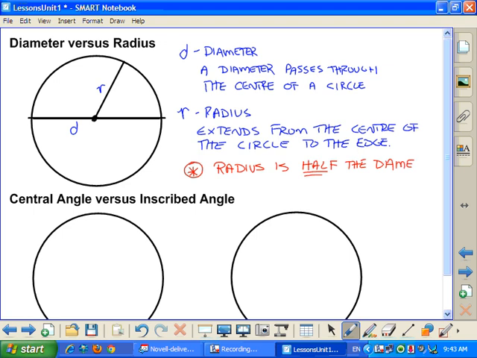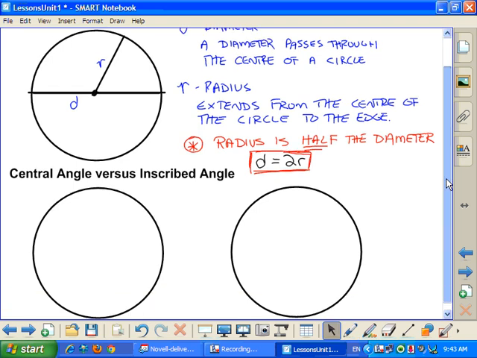All right. So an equation that we would come up with then is d equals 2r. All right, and eventually we're going to make our way and put that into our foldable so that you can remember that. So there's your diameter versus radius.